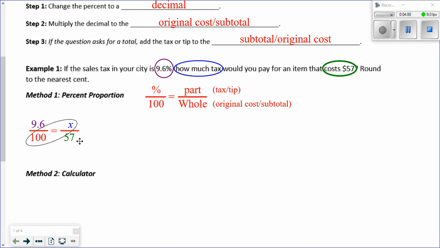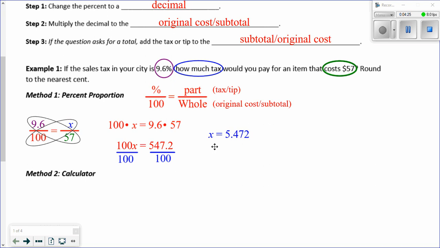So now that I filled in my proportion, I'm going to go ahead and cross multiply. So I have 100 times X equals 9.6 times 57. So now I can go ahead and multiply it. And I get 100x equals 547.2. Divide both sides by 100 to get x by itself, and you get x equals 5.472.